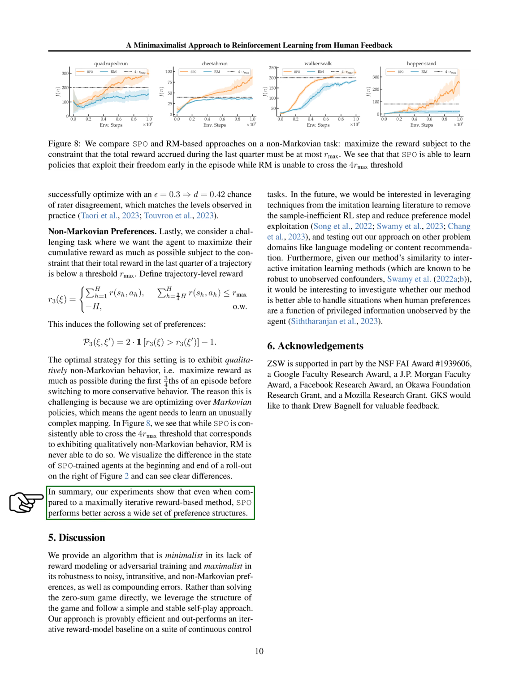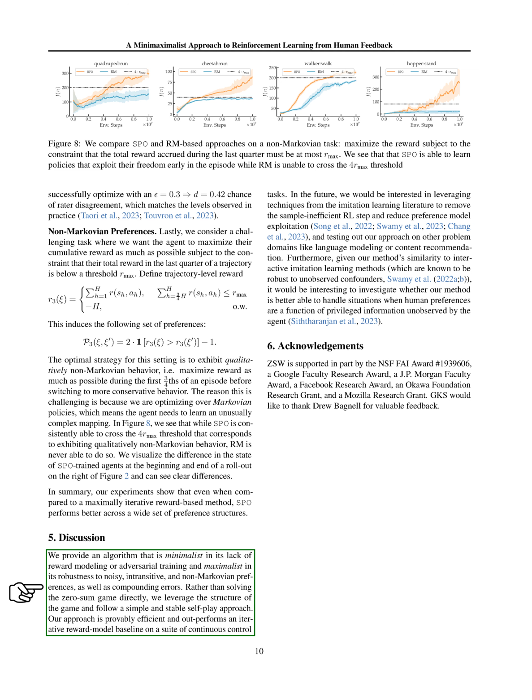Section. Discussion. We've developed a straightforward algorithm that doesn't rely on reward modeling or adversarial training, yet it's highly resilient to various challenges such as noisy, inconsistent, and non-Markovian preferences, as well as the accumulation of errors. Instead of directly tackling the zero-sum game, we take advantage of the game's structure and adopt a simple, stable self-play strategy. Our method is not only efficient but also outperforms a reward model baseline in a range of continuous control tasks.